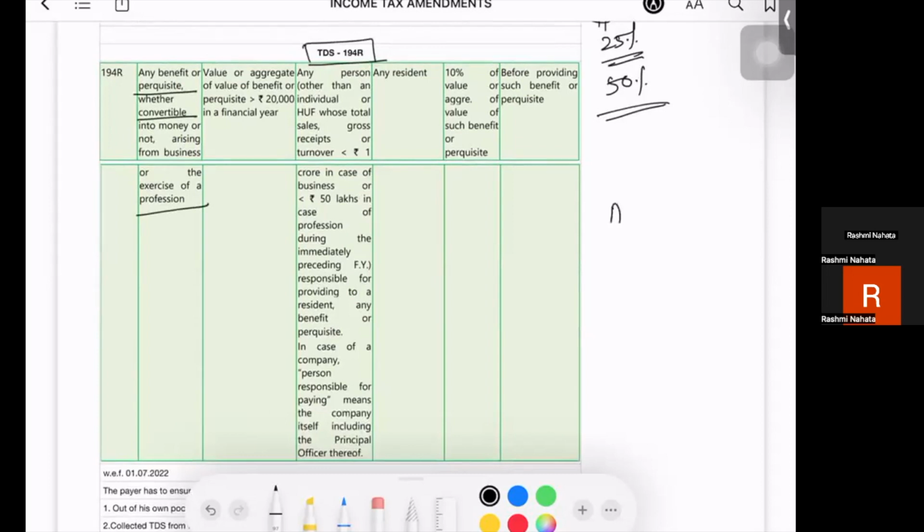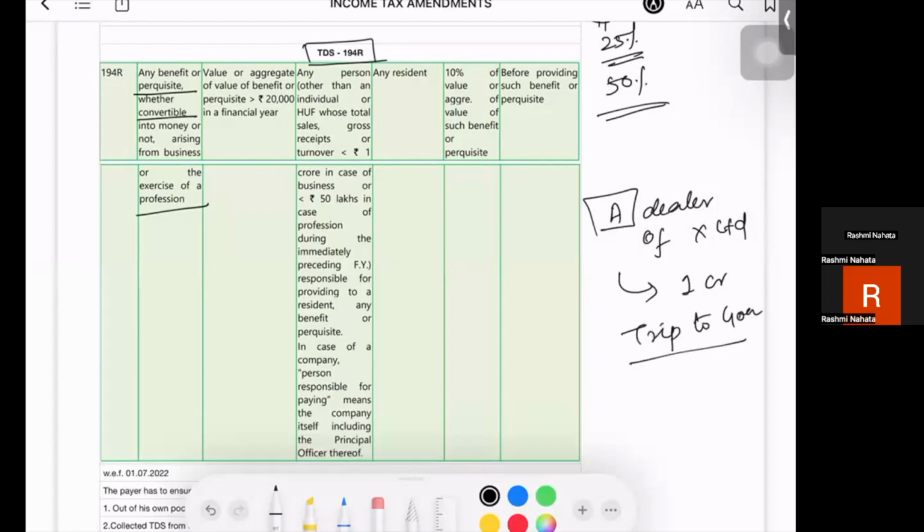Sometimes, let's say A has a dealership of X Limited. So X Limited is having its product and A happens to be the dealer. X Limited says, you sell our products and achieve a turnover of 1 crore, and we will give you a trip to Goa. Let's say that is the deal that they are giving. This is nothing but a benefit or a perquisite.